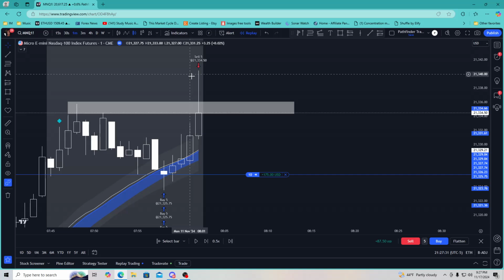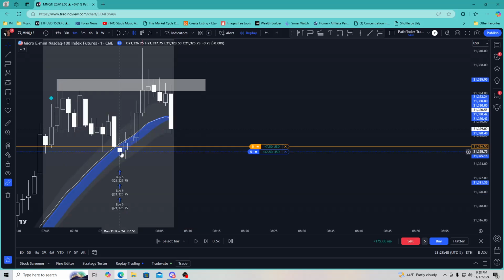Are different because, like that candle where you entered, on mine, the candle does not close in the ribbon. It doesn't go below the ribbon at all. Are you sure? Are you on micro E-minis Nasdaq? I am on micro E-mini. Okay, it wicks through right there. 758, right? Yeah, 758. Yeah, it wicks through it, but the body of the candle never goes into the ribbon.